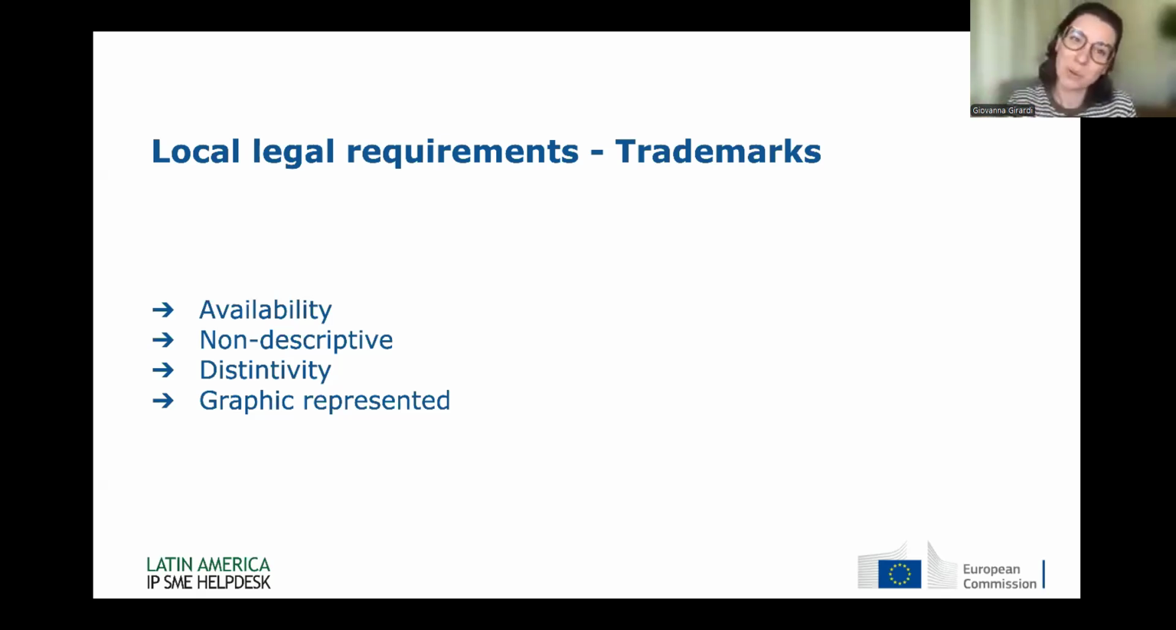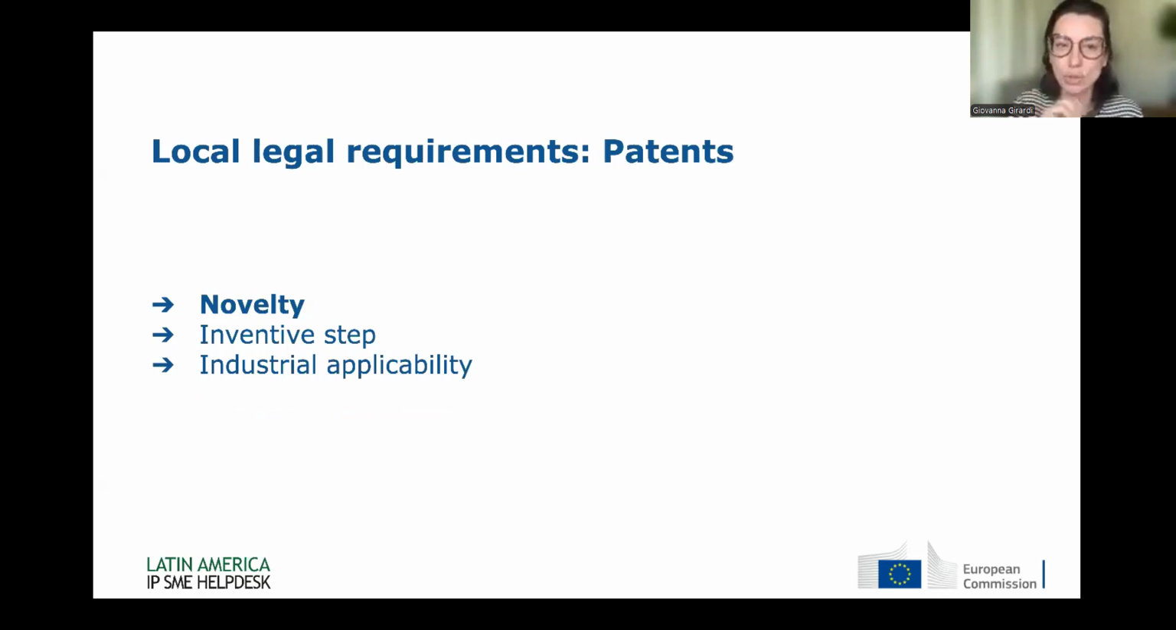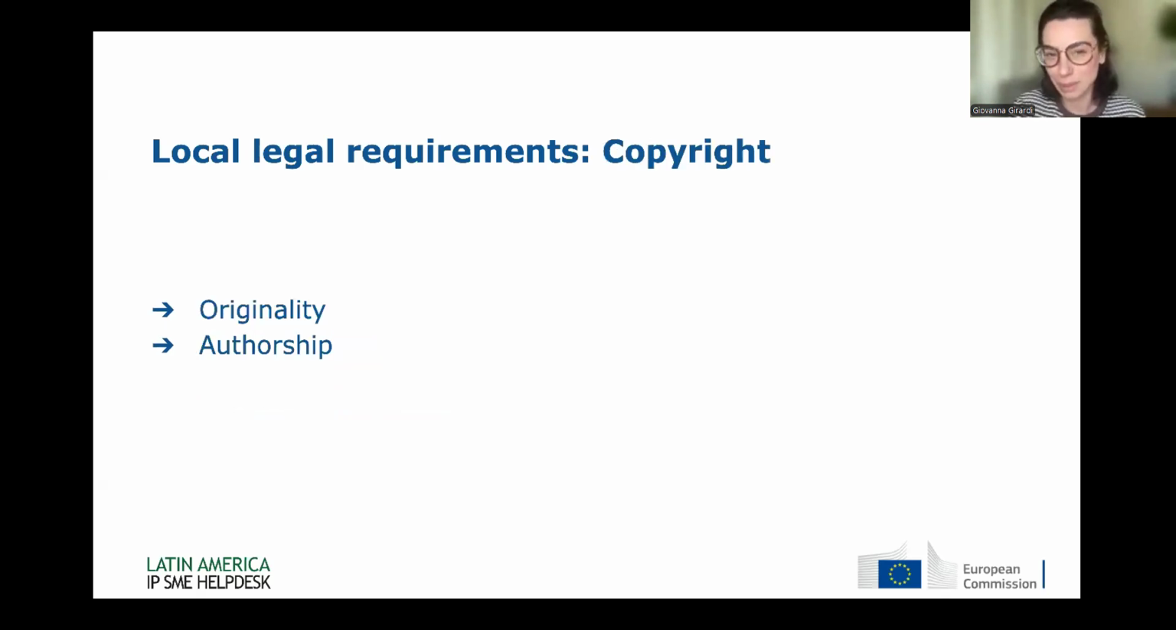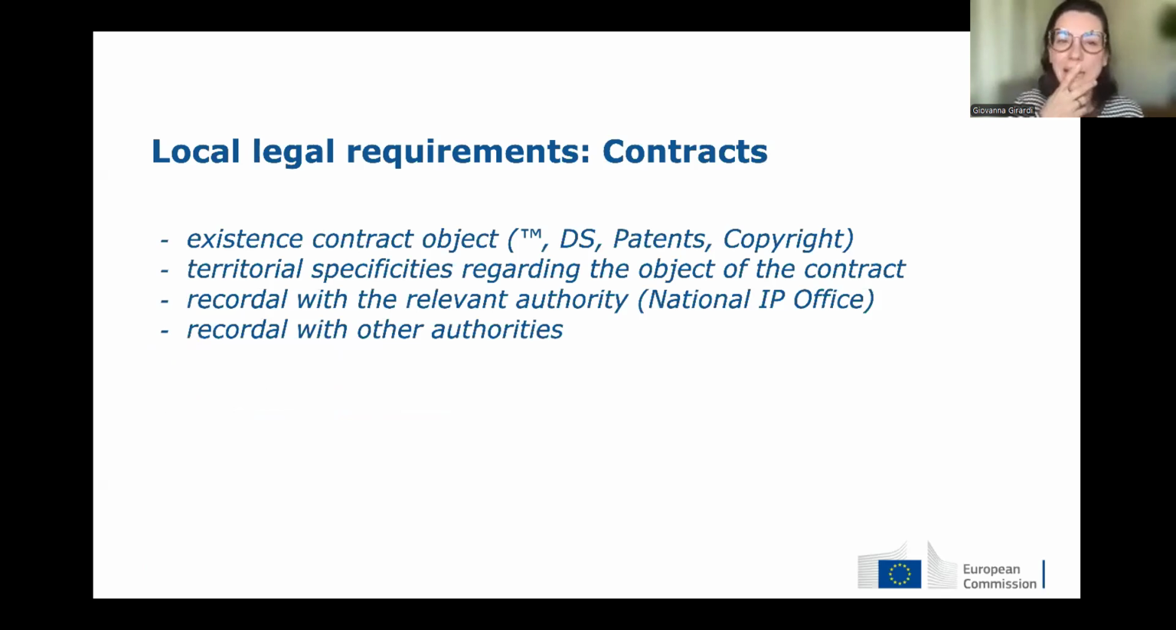Again, we go back into all the rights we have, all the trademarks, and they need to comply with local legal requirements: availability, non-descriptiveness, distinctiveness, graphic representation. For patents, we will have novelty as worldwide novelty, inventive step, industry applicability, originality for copyright and authorship. And we cannot forget local legal requirements for contracts. I know so far the presentation may be very dense, but I will bring it down to earth with the case study, okay?